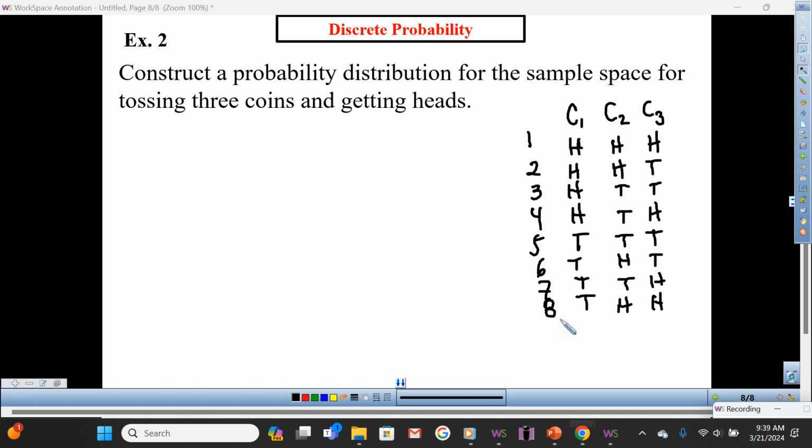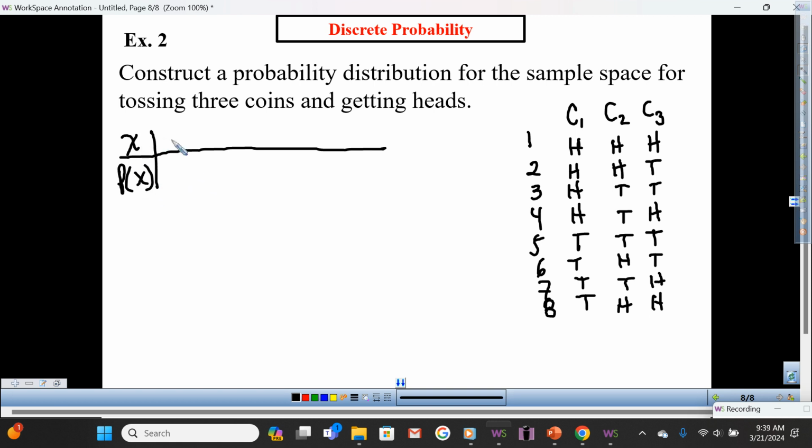Is there a possibility that we can toss all 3 coins and not get any heads? All right. So then on our distribution, we start with what? 0. Because there's no way that we're going to get heads from there. What would be the next one? 1. Because 1 comes up right here. What's another option? 2. 2 heads. What is the total number of heads that can come up in 3 coins? 3. There it is.